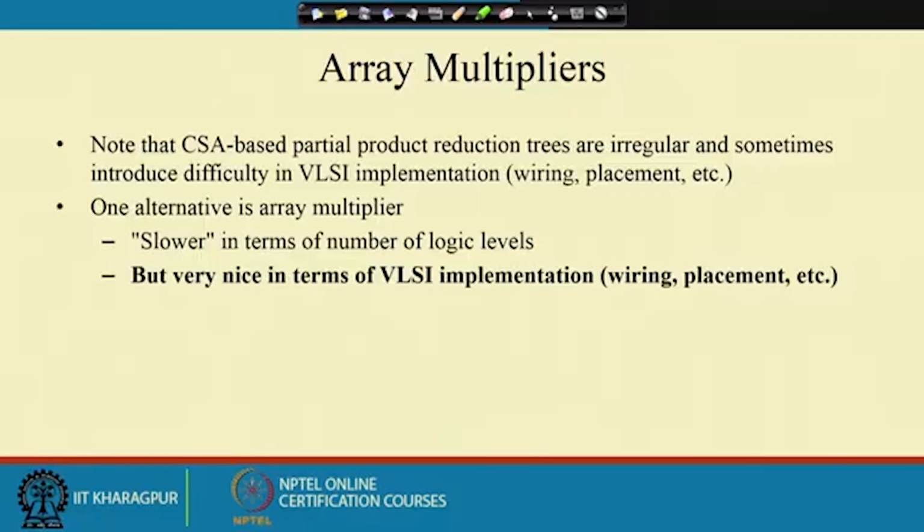So, in an array multiplier, it is basically a carry save adder based partial product reduction tree. As we have seen, if we follow the Wallace tree or Dadda tree method, their structure is very much irregular. That is why we get some issues in VLSI implementation. The issues come with the wiring of each of the cells and then the placement of those cells. That becomes a major issue whenever the word length of the inputs is large, and it becomes a serious issue for the VLSI implementation.